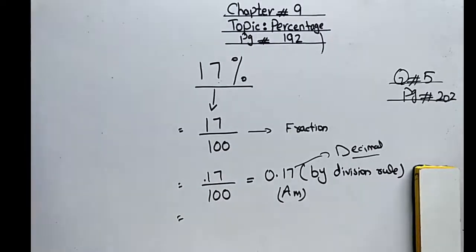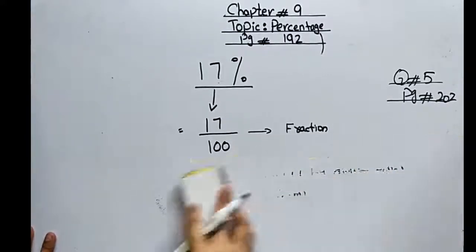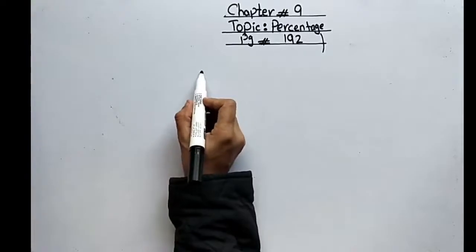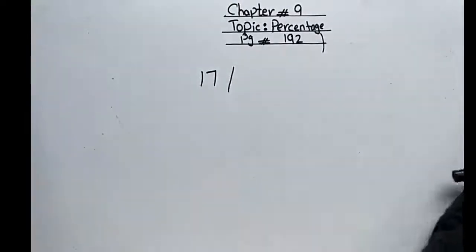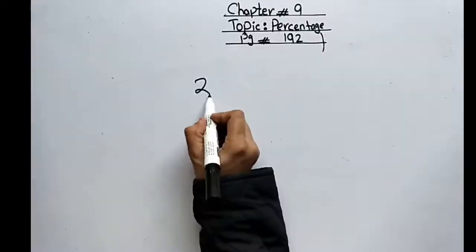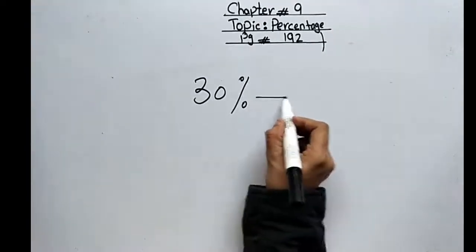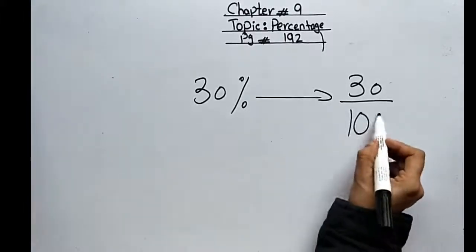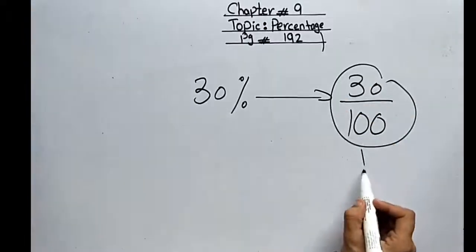Okay. Now conversion of a percentage into a fraction form. Percentage number into a fraction form. So let's suppose you have a percentage number 17%. Again, let's suppose you have the number 30%. How can we convert it into the fraction form? Simply 30%, remove the percentage sign and write down 100. So this form is called a fraction form.